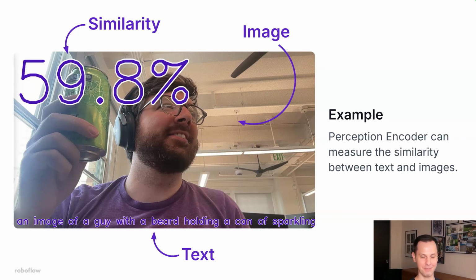I have one more question about this, which is for the similarity, 59.8%. Is that a good score? Because to my human eyeballs, I look at it and think that's 100% an image of a guy with a beard holding a can of sparkling water. Well, I don't know, maybe I shouldn't make assumptions. Maybe 99% sure. But could you tell me a little bit about the similarity score, and is that good?